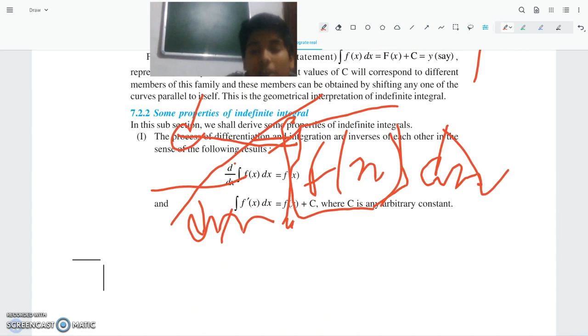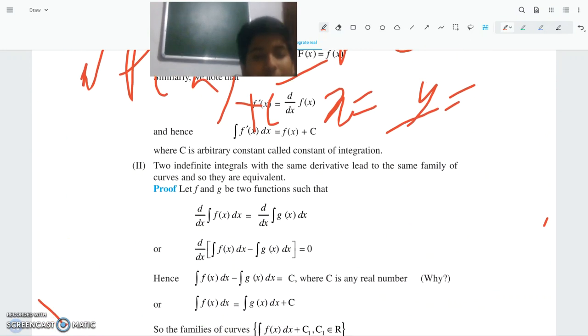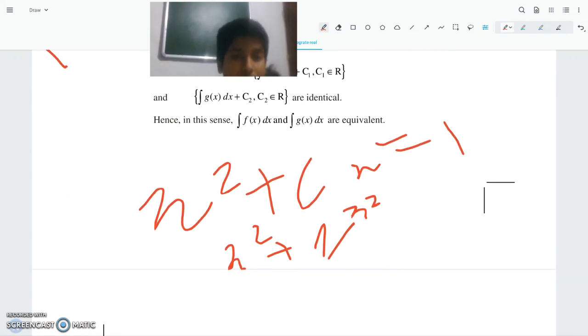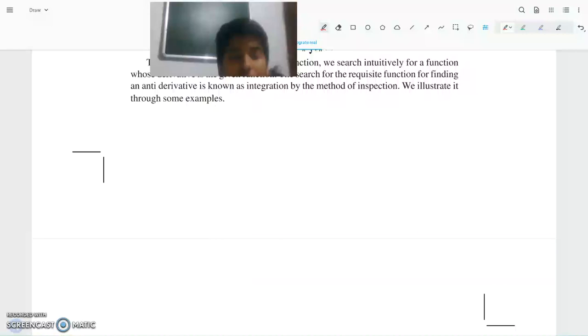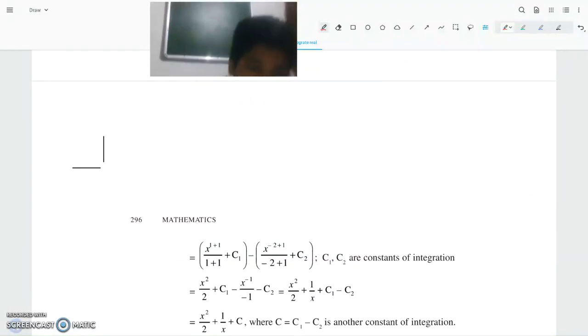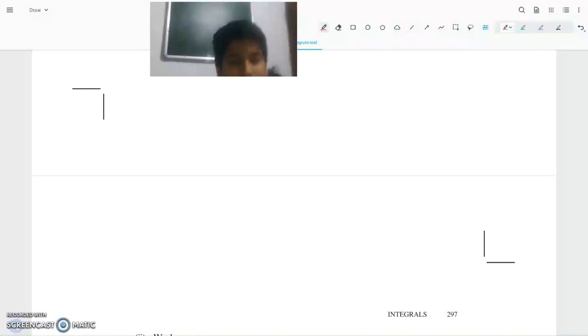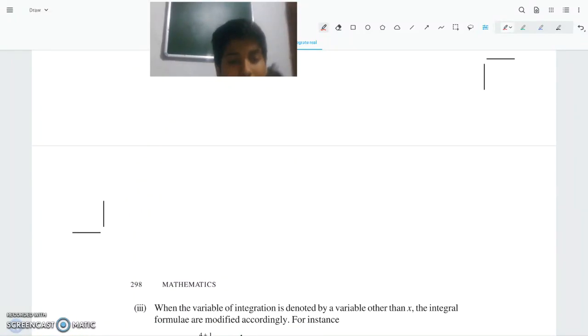Okay, now moving further. What we have done till now is the integration, the formulas, and the basics of integration. Now we are moving further to the TDT concept. The TDT concept is not a new concept, as we have done it earlier also, and here I am also discussing it.